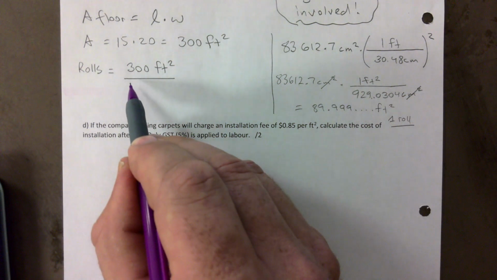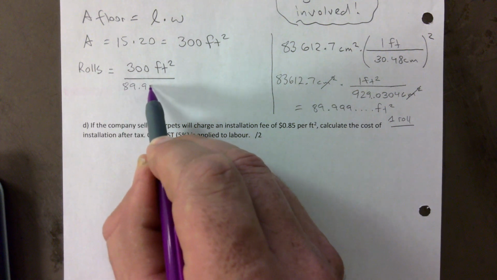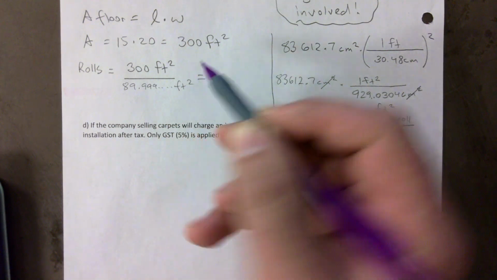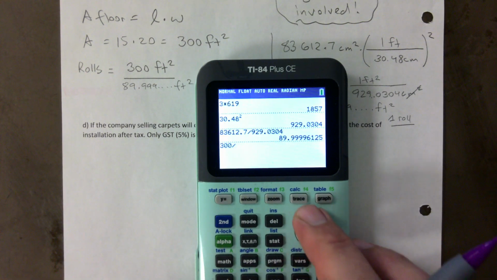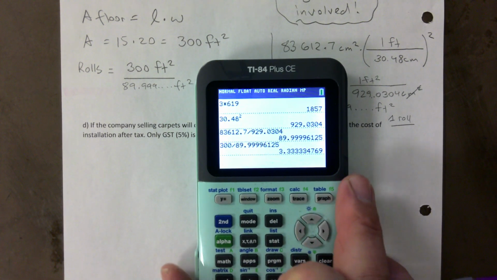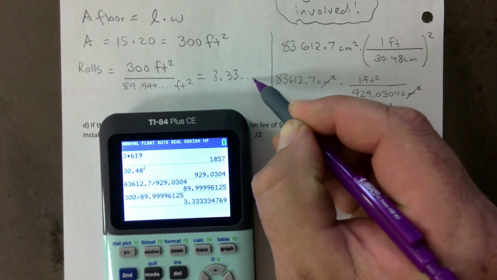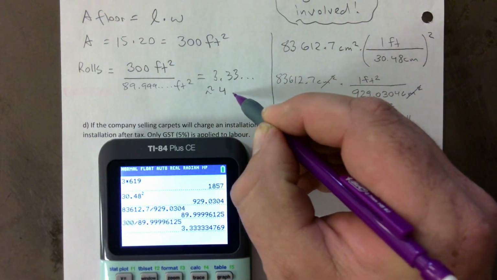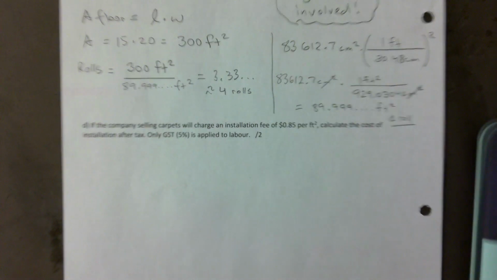So we're going to say, well, if we have 300 square feet, how many rolls can you fit in there? So we go 300 divided by my previous answer. So that's 3.33, keeps going. You need to buy 4 rolls. You can't do it with 3. You need more than 3.